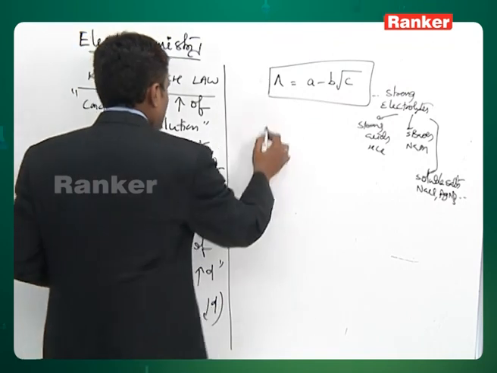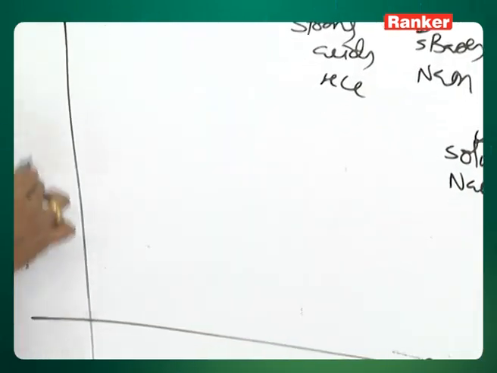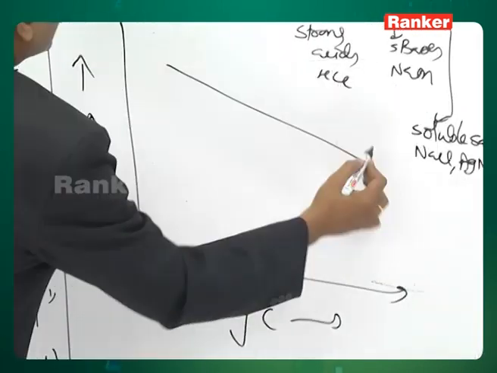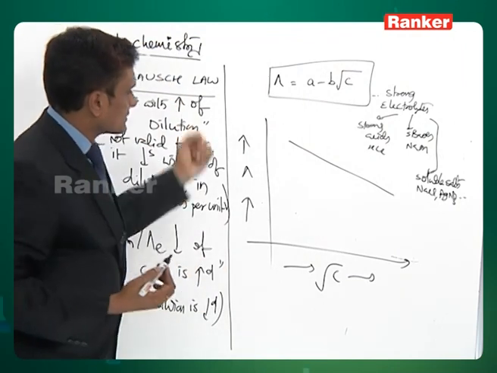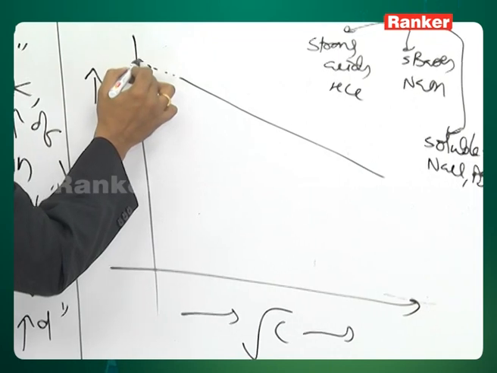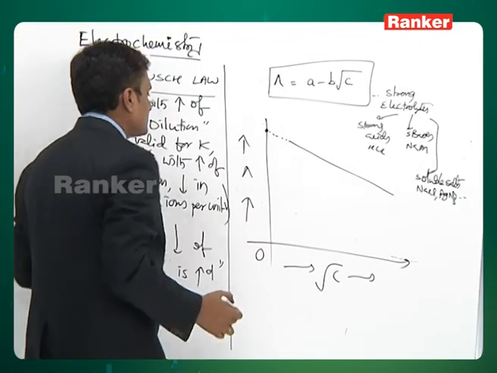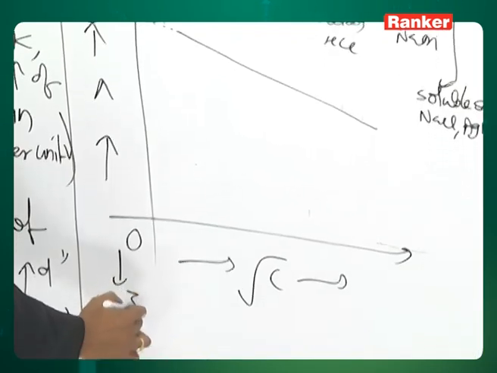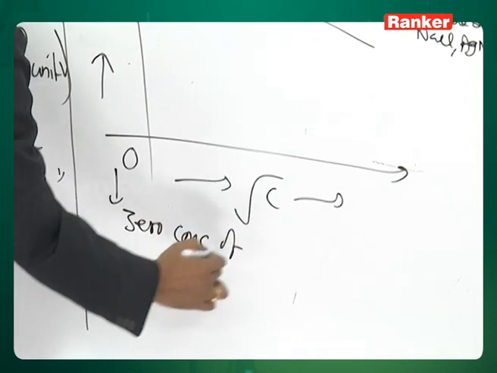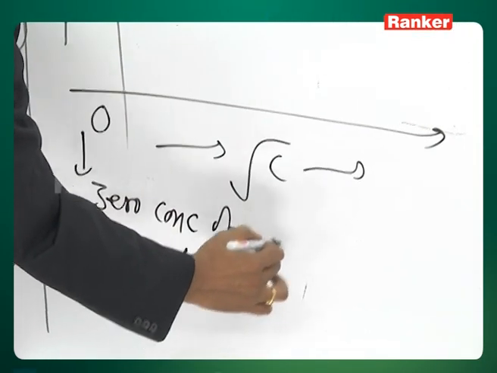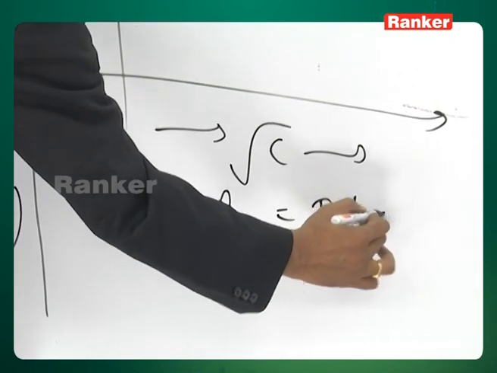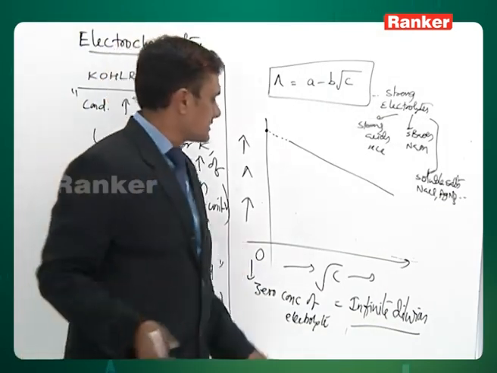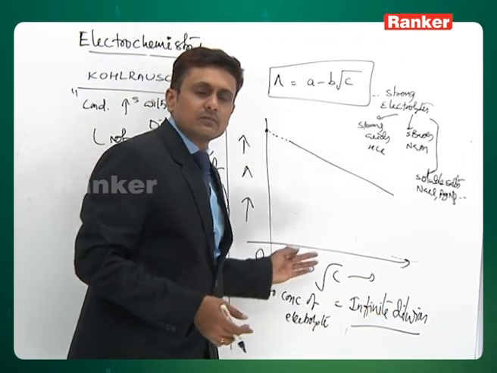Now when I am plotting a graph to show this variation, lambda versus square root of the concentration, as I said, it is decreasing. This is valid for the strong electrolyte. Now you can see here, when I am extrapolating, when I am extending this, I am getting the conductance of the solution at zero concentration. We are not going to use the term zero concentration, rather we are going to use a term known as infinite dilution, that is, you have diluted the solution to such an extent that the concentration has become almost zero.